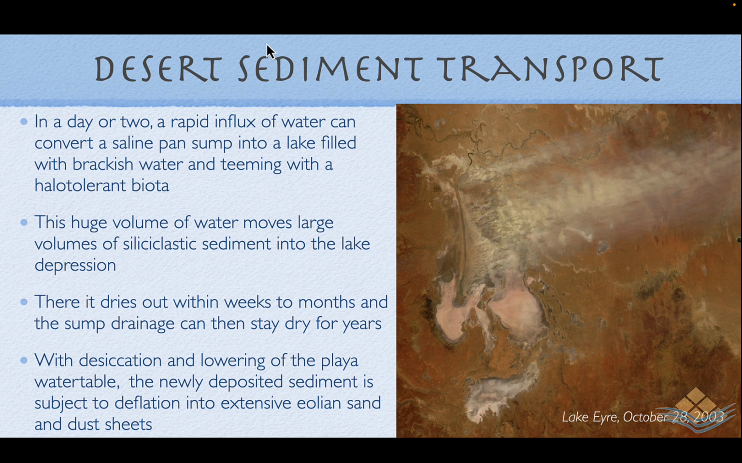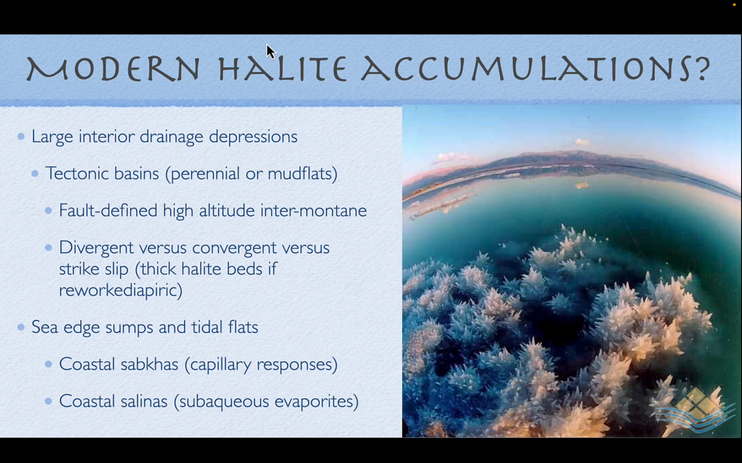Sumps in continental regions can be zones where we have salt accumulating, like we do in the high Andes, or they can be areas of deflation, as we see here in the Lake Eyre Basin. So what can we say? Well, to get a modern halite accumulation based on these various settings that we've discussed, we need a large interior drainage basin. So typically we're looking at a tectonic basin. Quite often they're fault-defined high altitude intermontane positions, as they are in the Andes. They can form in both divergent and convergent settings, or strike slip settings, as we've got in the Dead Sea.